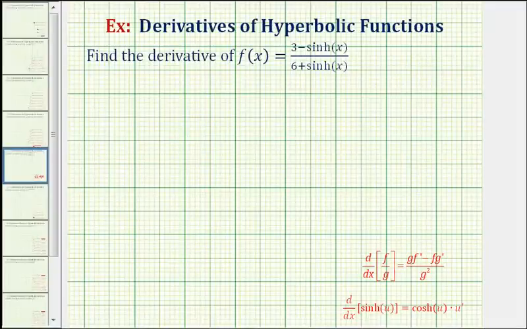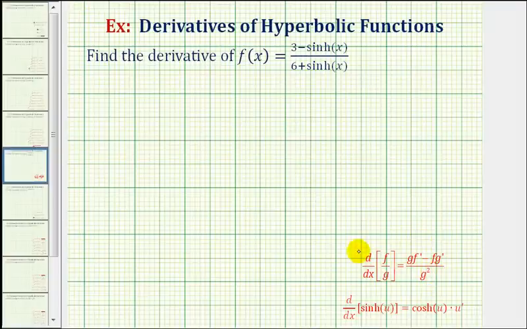We want to find the derivative of the given function. Notice how the function is a quotient, so we will have to apply the quotient rule in order to find this derivative. Remember, we cannot simplify across addition or subtraction, so it would be wrong to try to simplify the 3 and the 6 or the hyperbolic sine functions. So we're going to leave it in its current form and apply the quotient rule.